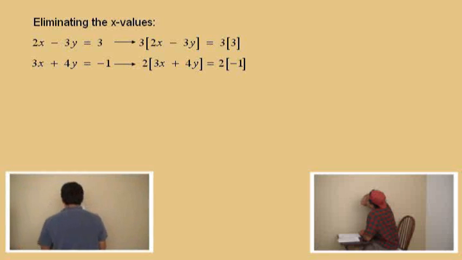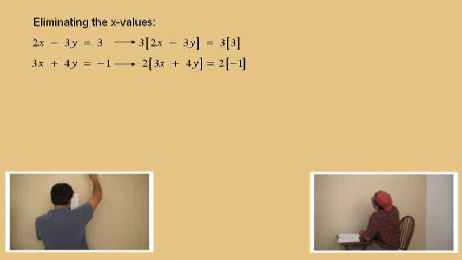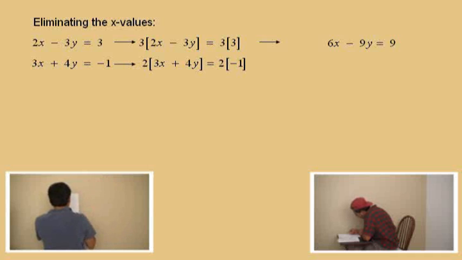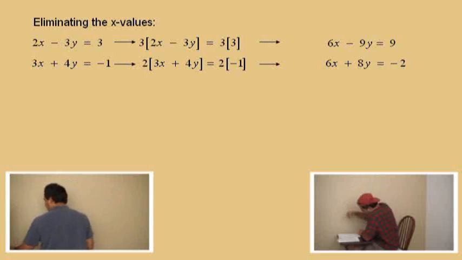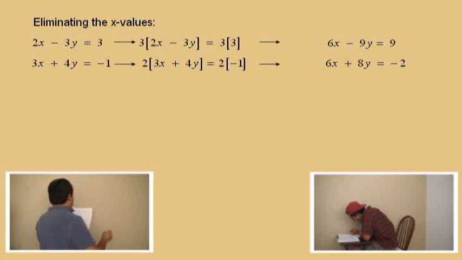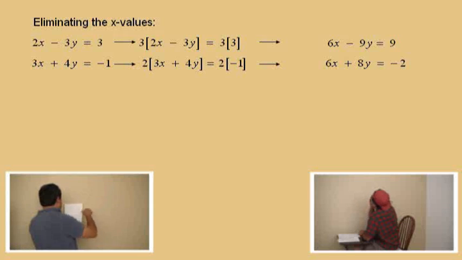Okay, now we got to do our distributive property. So what does our top equation become, Charlie? 6x - 9y. That's right. 6x - 9y = 9. And the bottom equation becomes what, Charlie? 6x + 8y = -2. Very nice, Charlie. There we go. So now there's our two equations. Okay, it's set up so we can eliminate the x's.